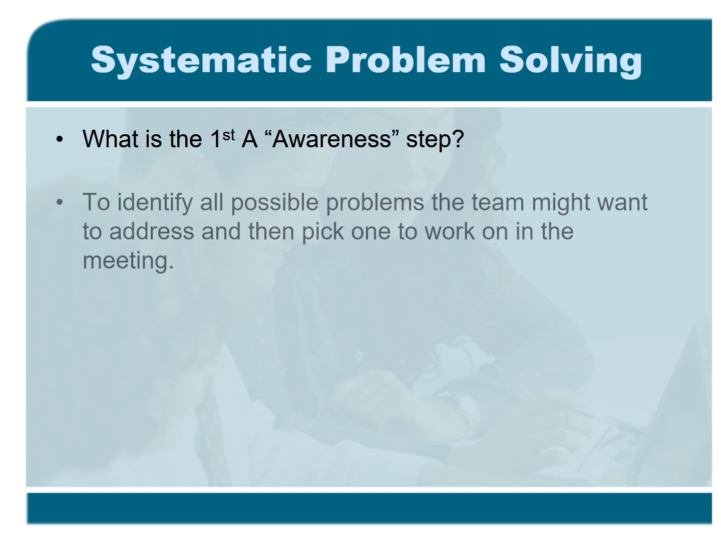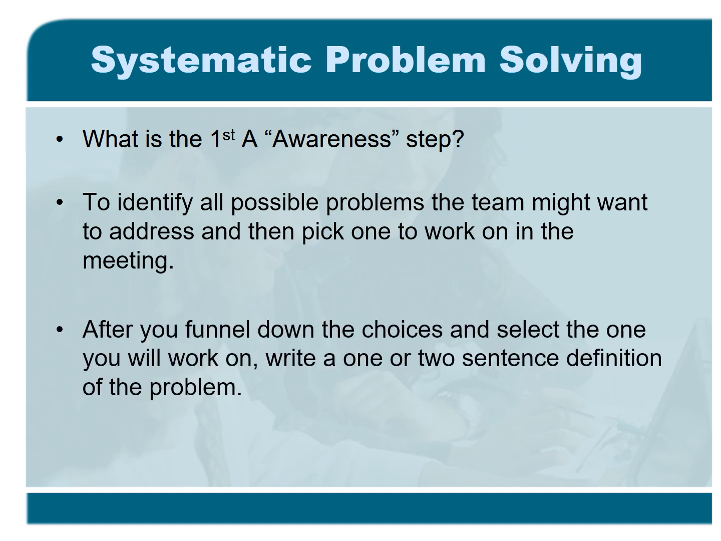The 1A awareness step is to identify all possible problems the team might want to address and pick one to work on in the meeting. After you funnel down the choices and select the one you want to work on, you write a 1 or 2 sentence definition of the problem.